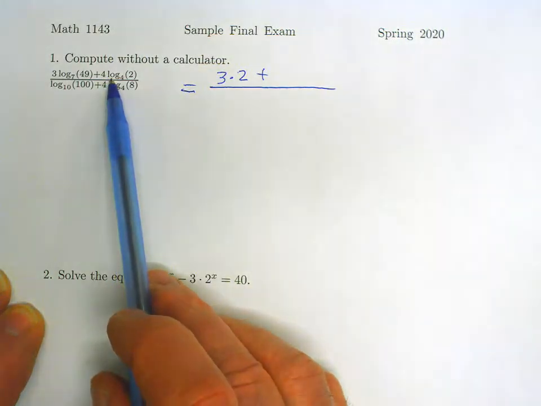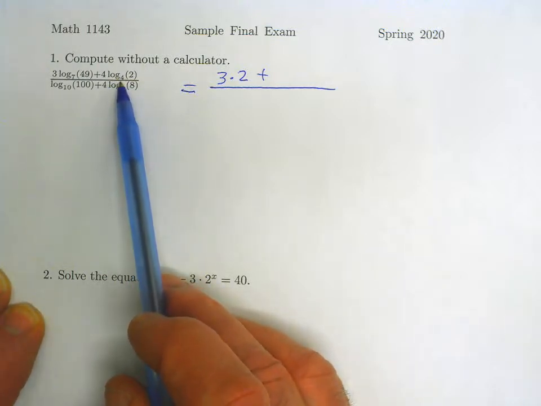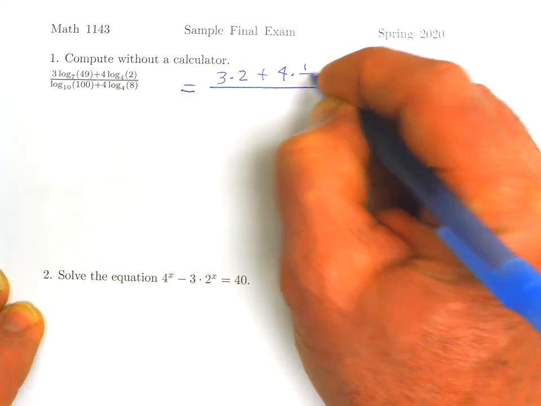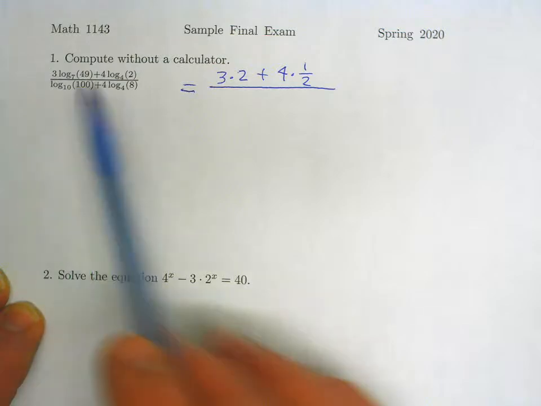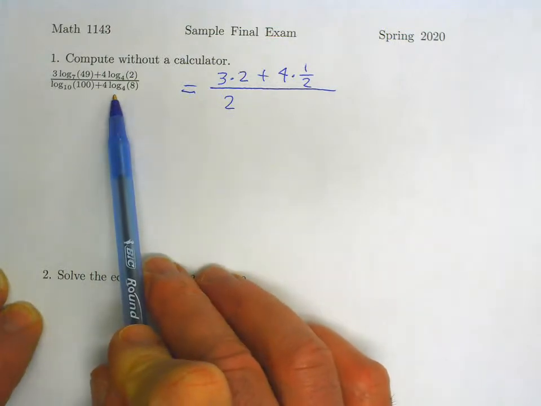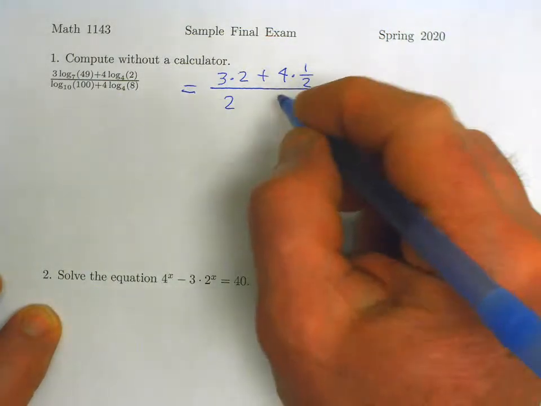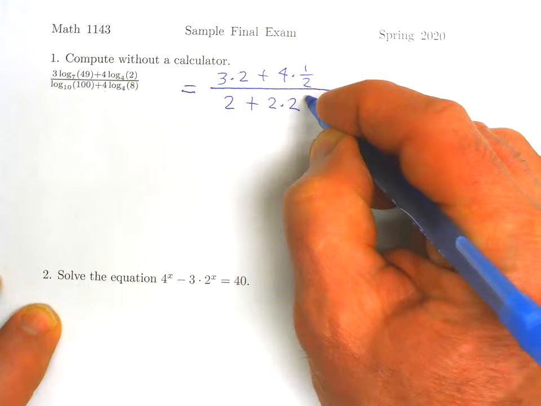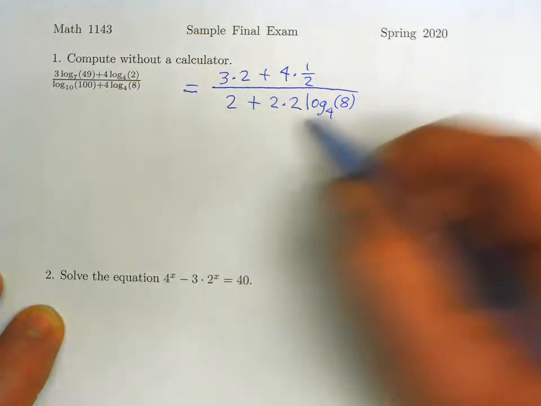And then 4 times the base 4 logarithm of 2. The base 4 logarithm of 2 is 1/2 because 4 to the 1/2 is 2. So we can write this as plus 4 times 1/2. Then in the denominator, the first term on the left, log base 10 of 100 is 2 because 10 to the second power equals 100. And then this one, well, what I'm going to do is think of 4 as 2 times 2 times log base 4 of 8. And then we'll deal with that in a few seconds.